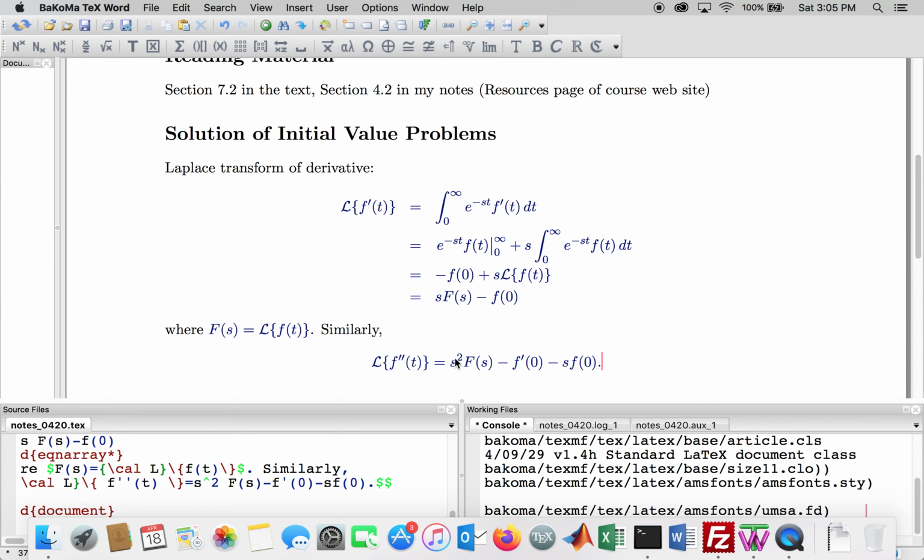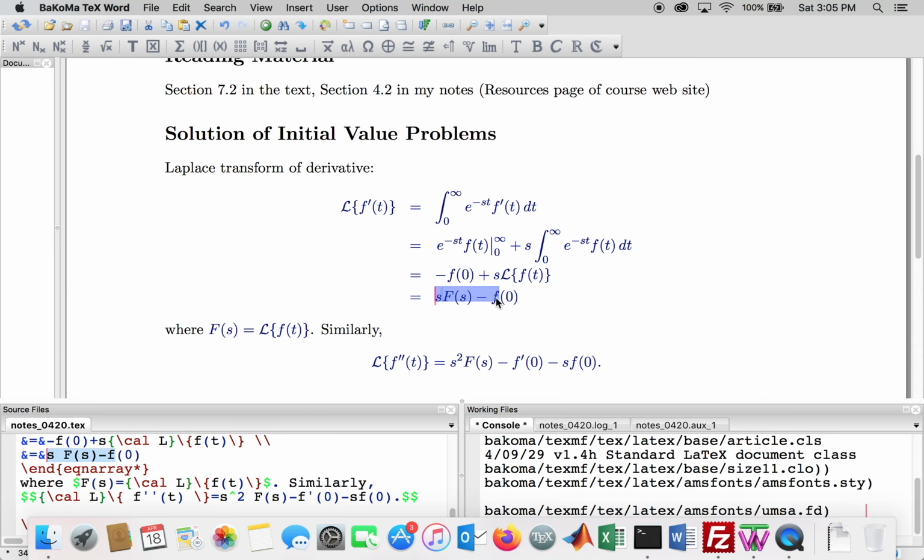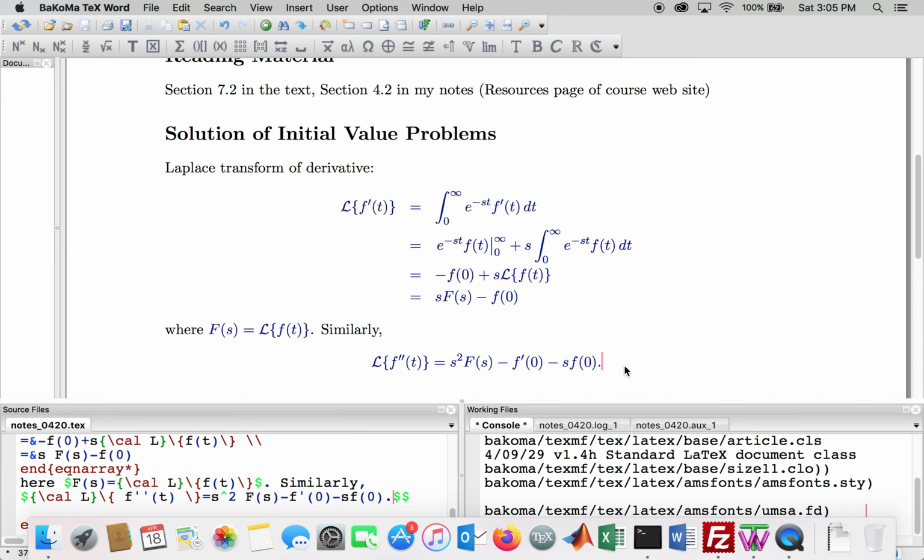So in general, for the nth derivative, you have s to the n times the Laplace transform of the original function, and then you subtract off all the values of the function's derivatives at 0. If it's the nth derivative, then the (n minus first) derivative would have no factor of s, and as you go down the order of derivatives, the power of s increases. For our purposes, we're just going to be working with first and second derivatives. So these two rules here are the only ones that we will need. The general rule for the nth derivative is stated in the notes, however.